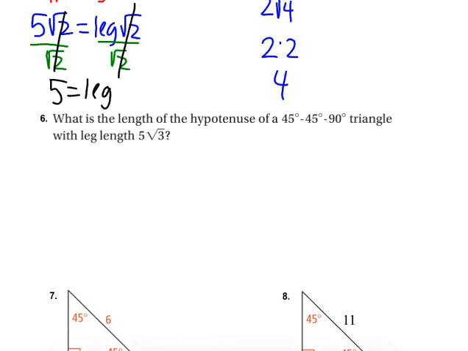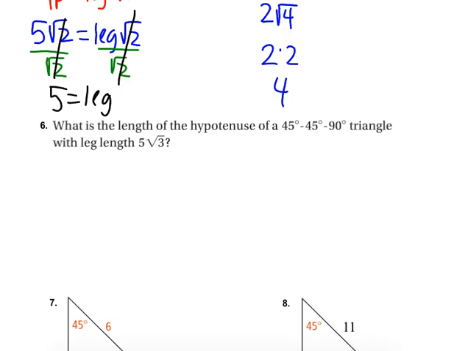Okay. Next question, what is the length of the hypotenuse of a 45-45-90 triangle with leg length of 5 square roots of 3? Draw a picture if you're having a hard time visualizing this. There's my 45-45-90. Remember what they give you? It says, what's the length of the hypotenuse? We're looking for this if we have a leg length of 5 square root of 3.